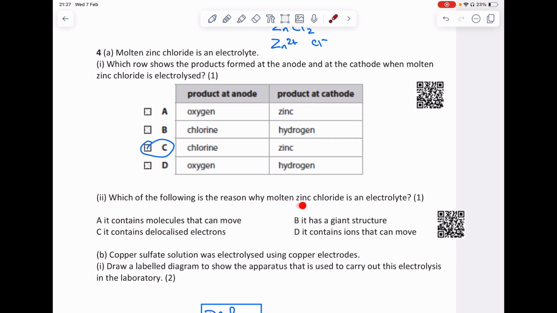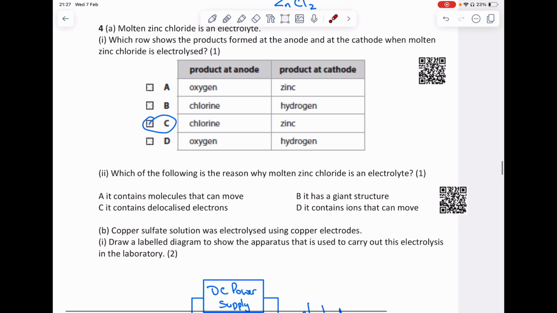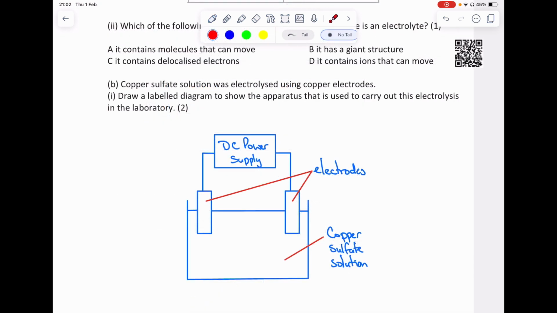Why do these things conduct electricity? Why are they electrolytes? Remember, electrolyte, the clue's in the word here. Electrolyte means loose ions. So the only one that matches the reason why these conduct is because they contain ions that are free to move, because of the ionic lattice.